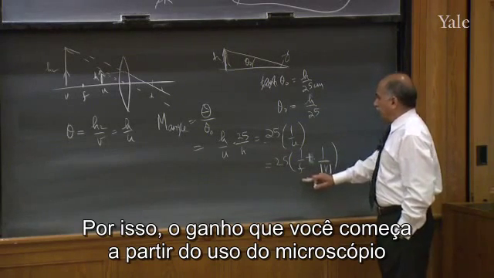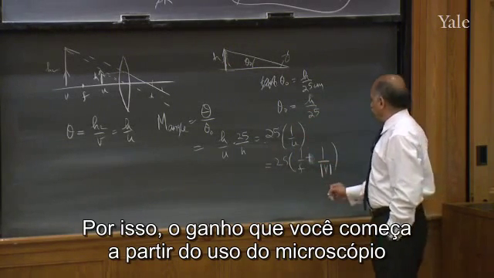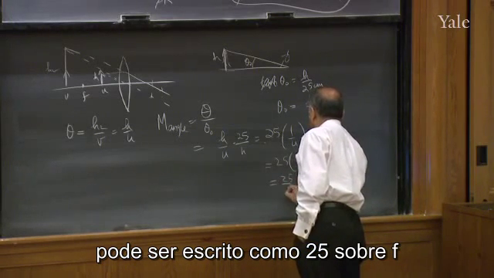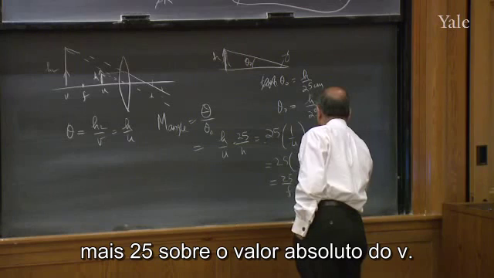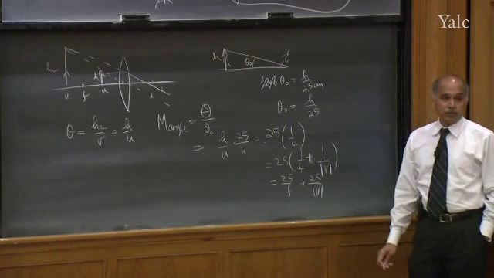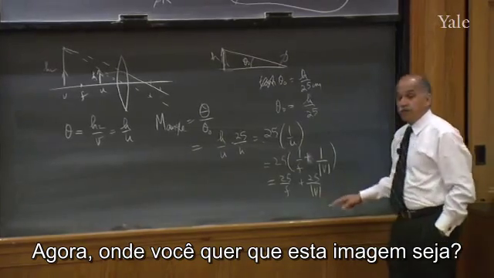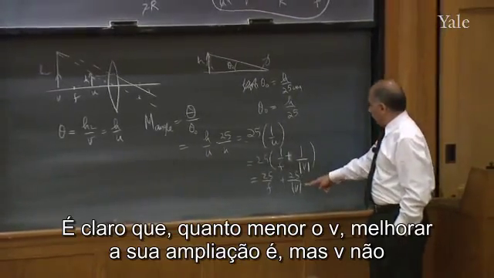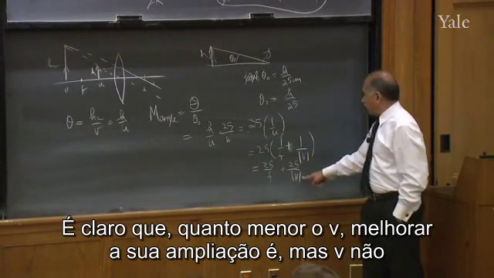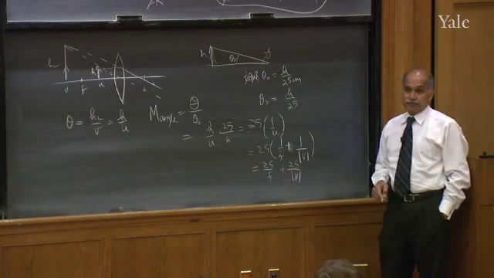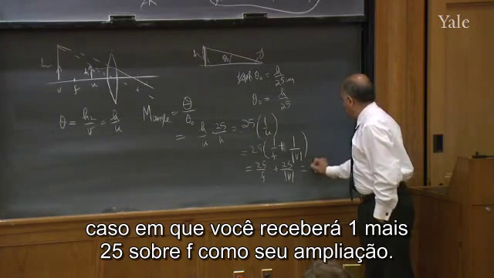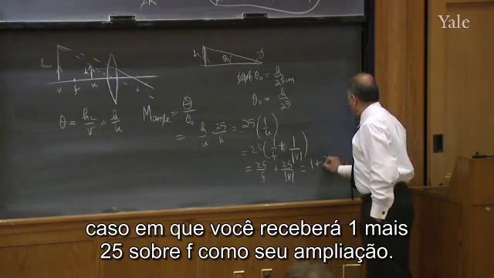Therefore, the gain you get from using the magnifier can be written as 25 over f plus 25 over the absolute value of v. V is where the image is. Now, where do you want this image to be? Of course, the smaller the v, the better your magnification is, but v cannot be any smaller than 25. The best you can do with v is 25, in which case you will get 1 plus 25 over f as your magnification.